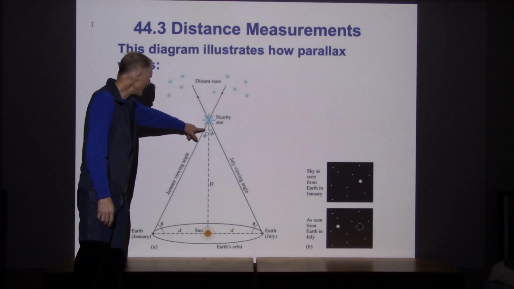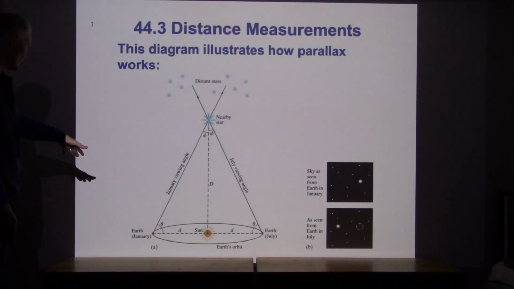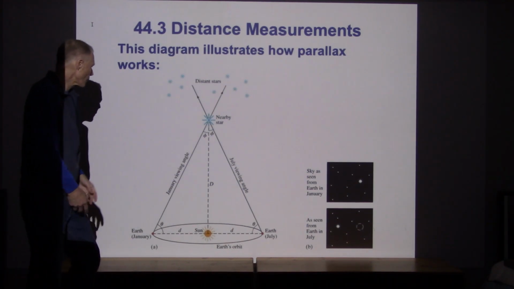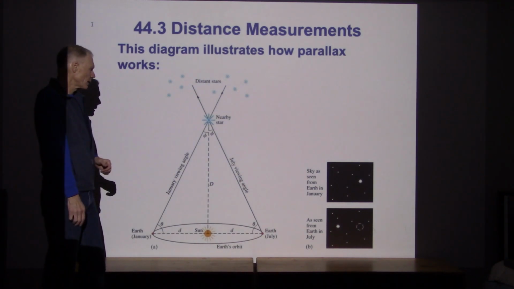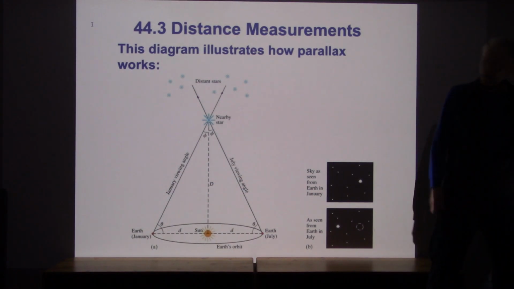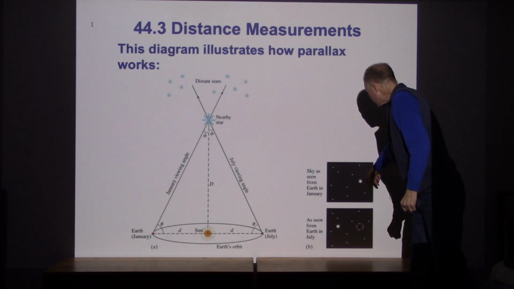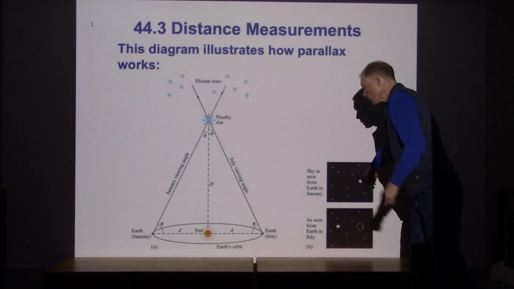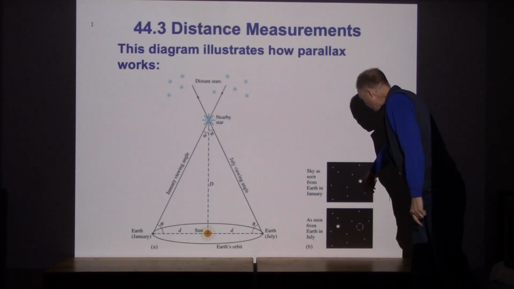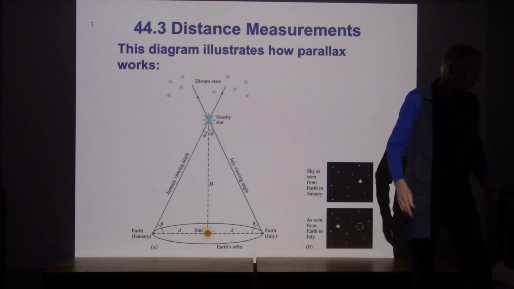So we refer to this angle as the parallax angle, and the diagram here shows Earth in January and then Earth in July, and it's got a couple of these parallax angles set up inside here. Now, these pictures right here show this nearby star in front of one group of stars at one point in Earth's orbit, and when Earth moves to a different location, that star appears to shift back and forth.